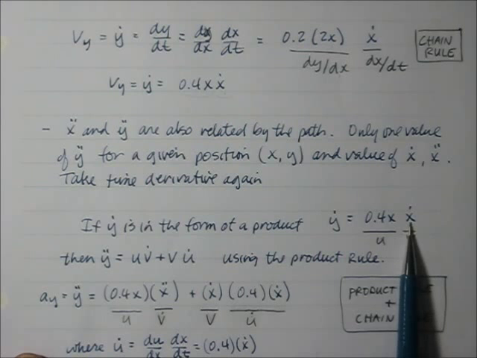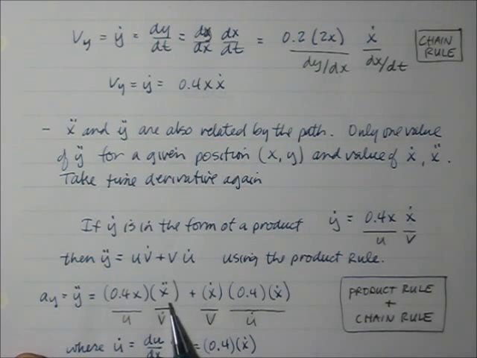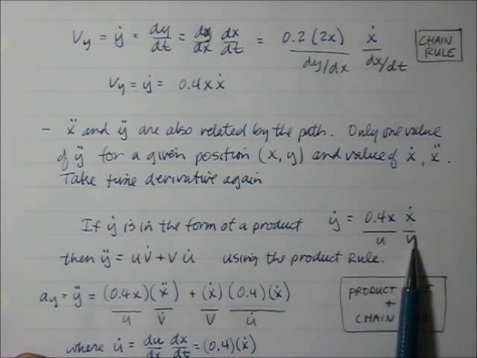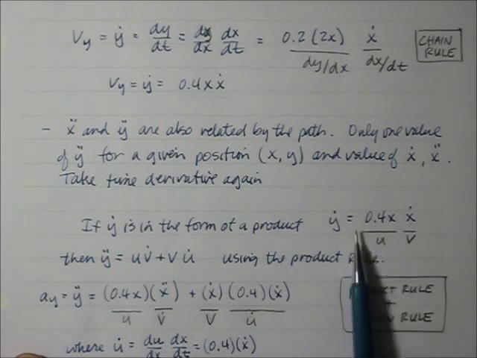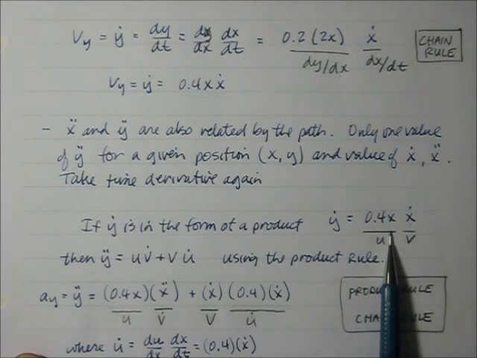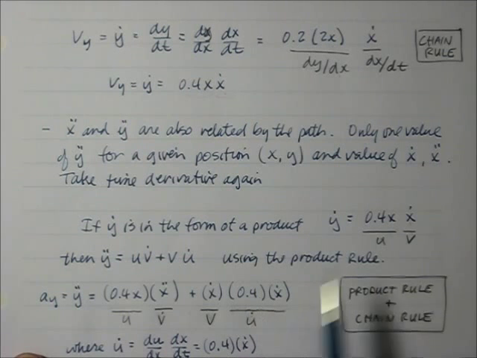V dot would be the time derivative of x dot, so that's x double dot, plus my v, which is x dot, and then I take the time derivative of 0.4x. Now here, 0.4x is not a function of time, so in order for me to take u dot, or the time derivative of 0.4x, I have to take dy dx and then dx dt. So dy dx of 0.4x is equal to 0.4. Then I have to multiply that by dx dt, and that gives me another x dot.